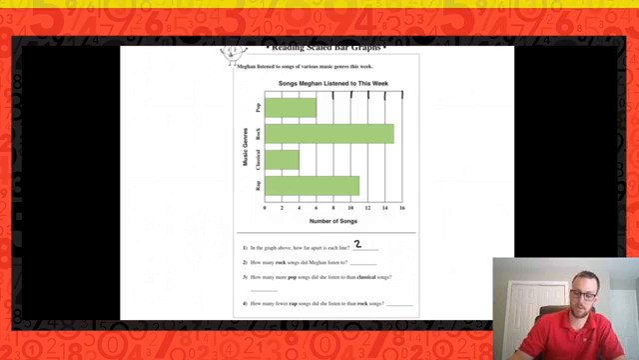So how many rock songs did she listen to? How many rock songs did Megan listen to? Find rock on my list here. It's between 14 and 16, which must mean she listened to 15 rock songs.